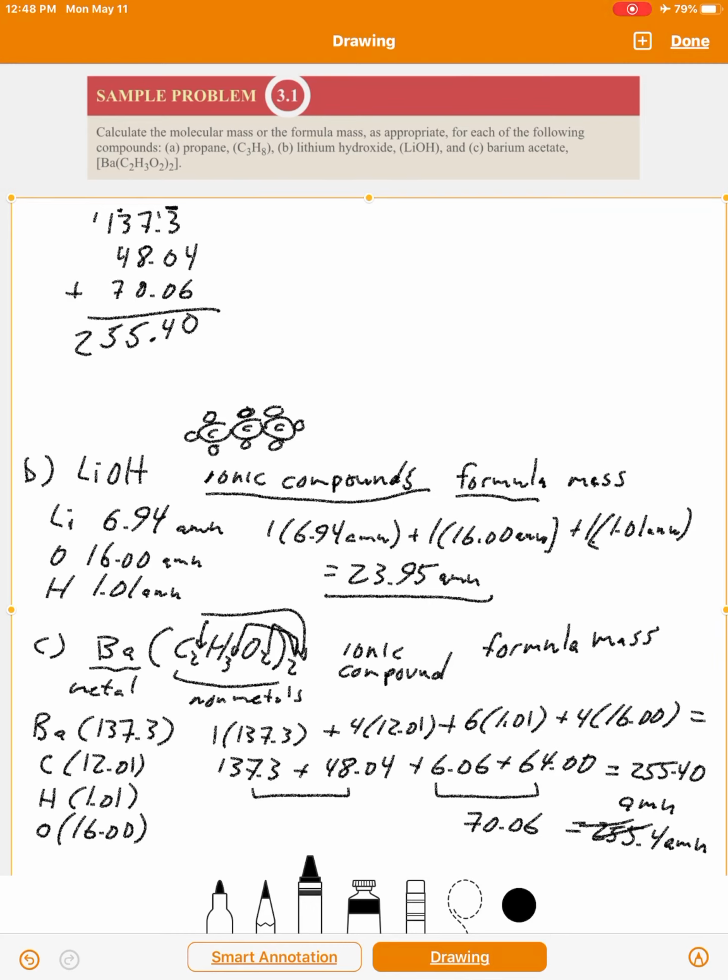Okay, so there's one example. Make sure you practice as many as you can. That's called either the formula mass if it's an ionic compound or the molecular mass if it's a molecular compound.